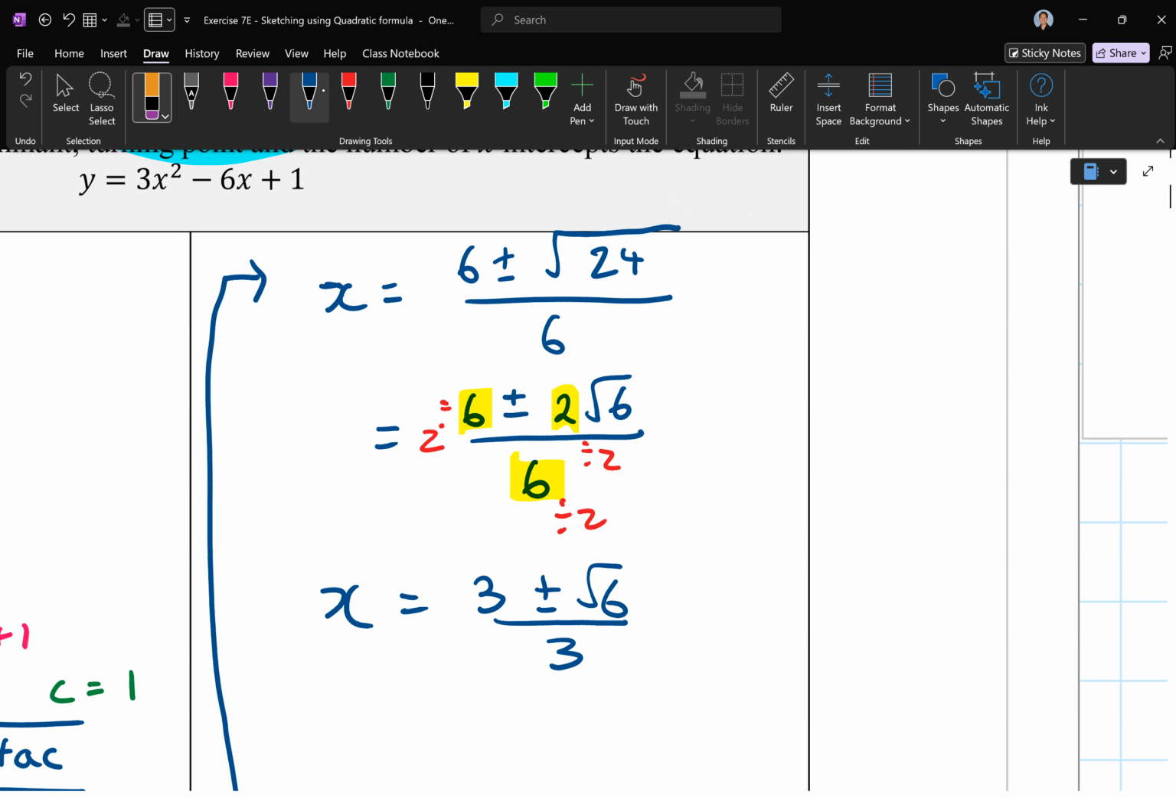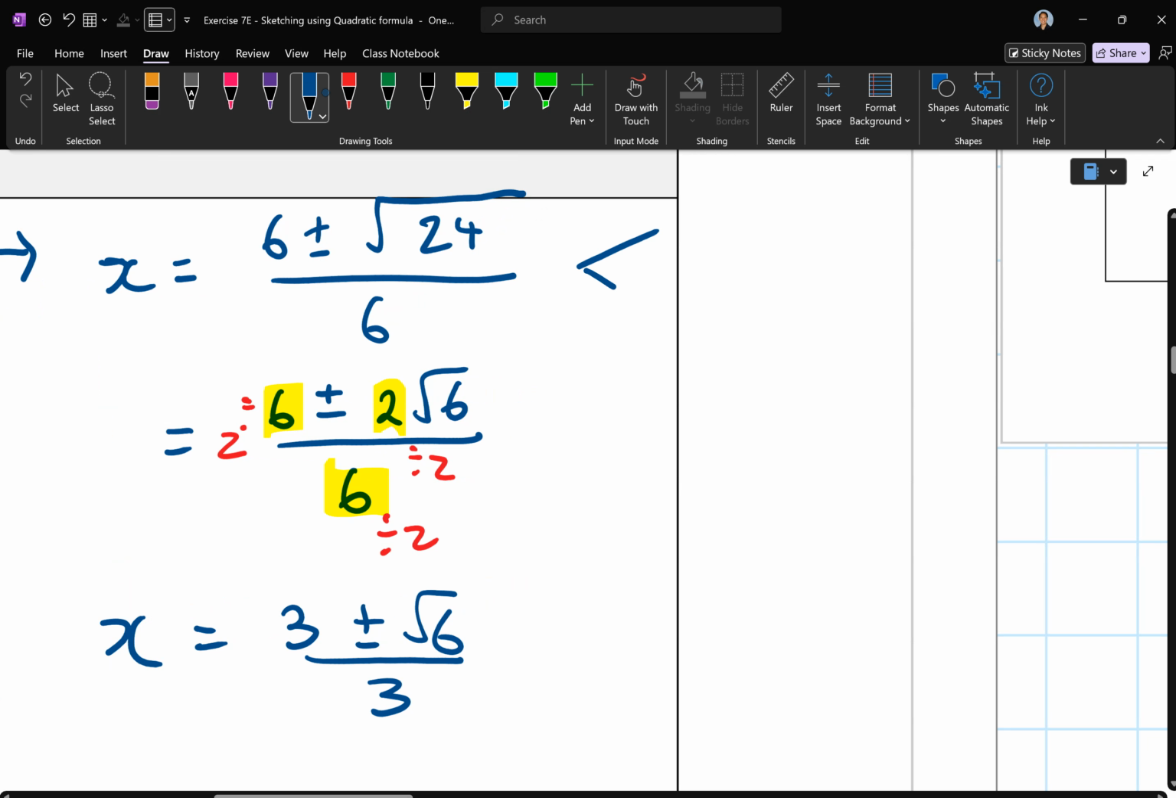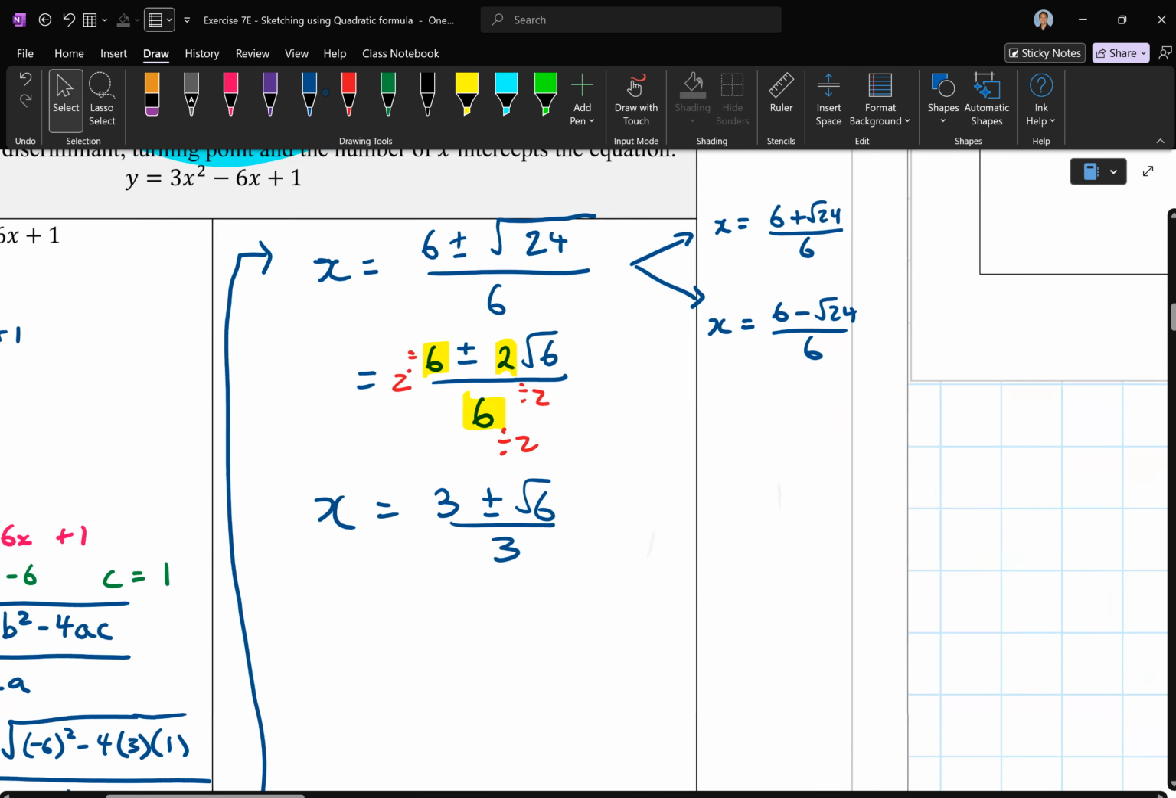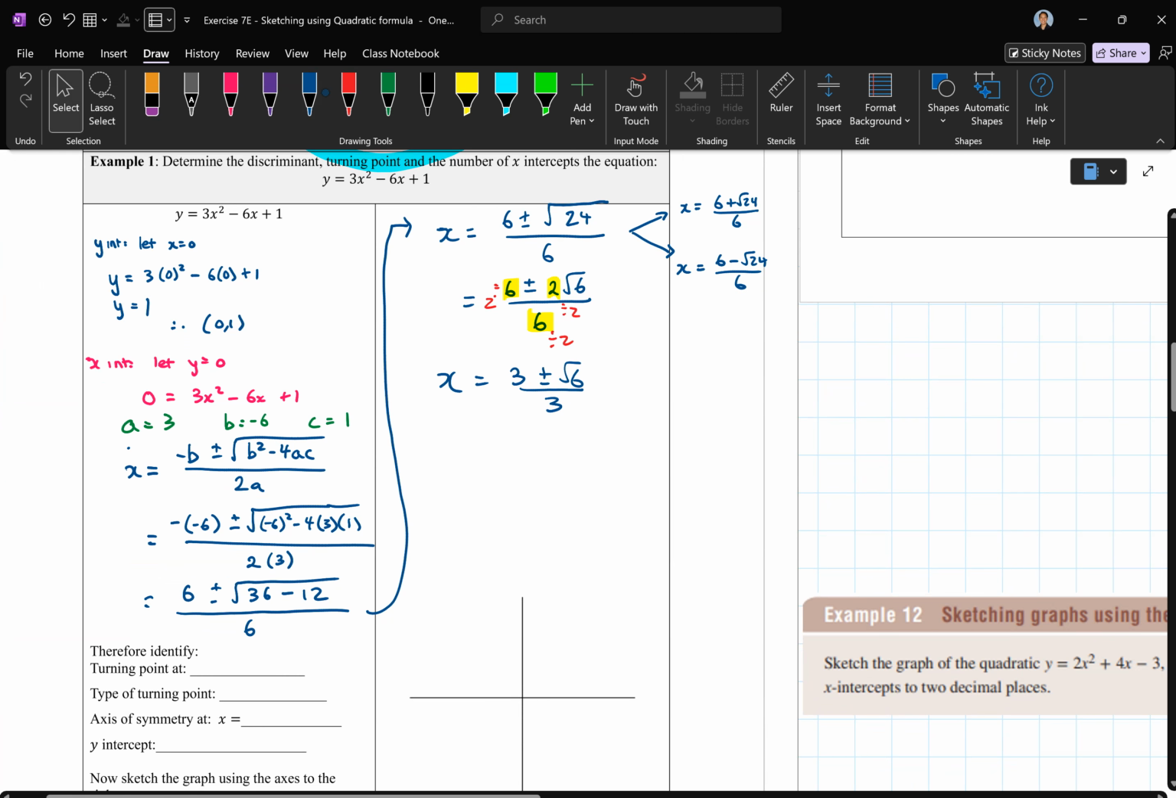Now, for those who don't understand what the plus minus means, this literally just means you've got two answers. X could either equal to 6 plus root 24 over 6, or x could equal to 6 minus root 24 on 6. That's all it means. Okay? So you got two x-intercepts there. You don't need to know the actual answer because when you're sketching, what do you need? You only need 3 points, right? I haven't even found the turning point, but I can sketch this now.